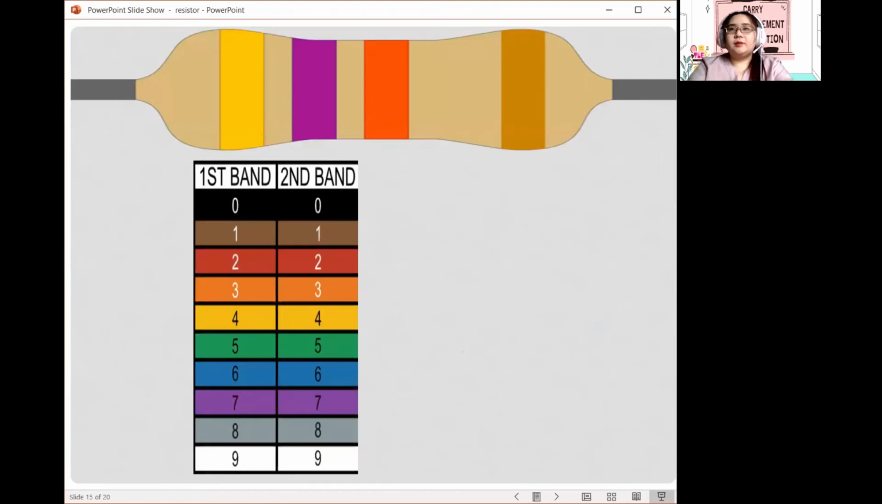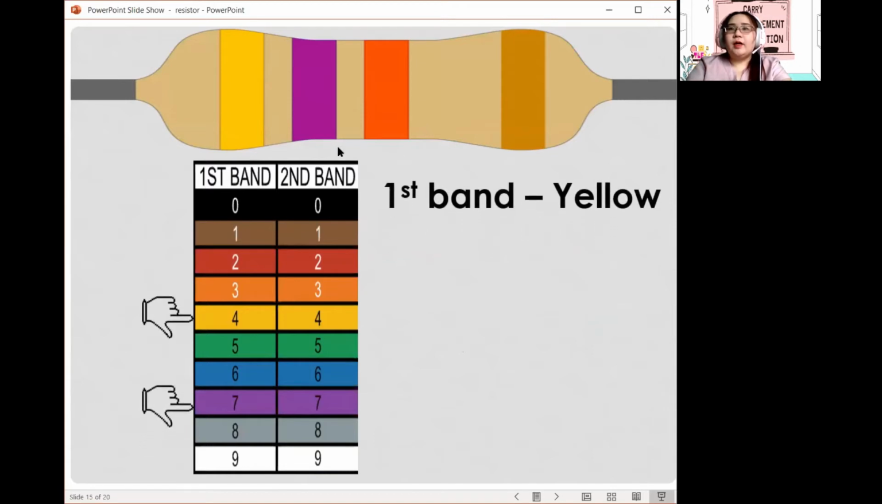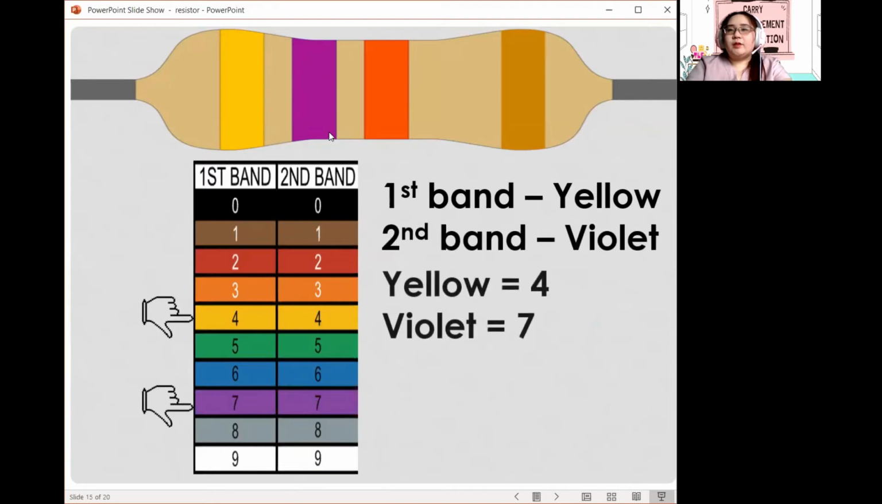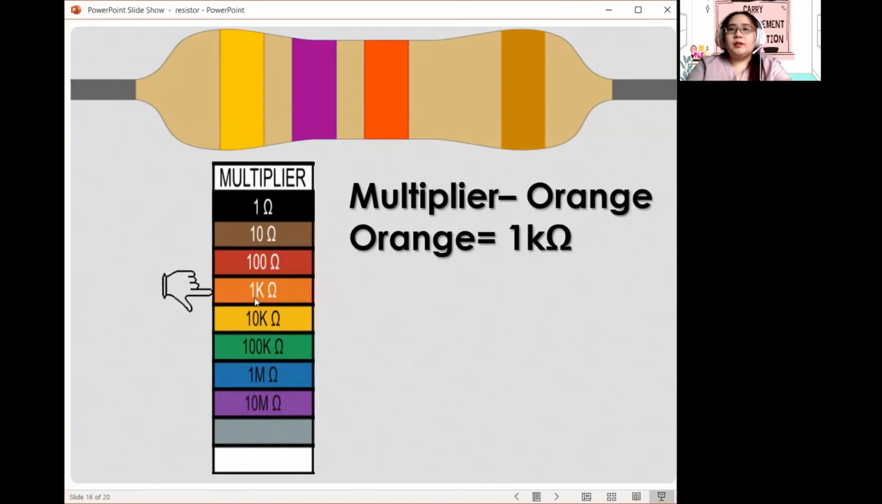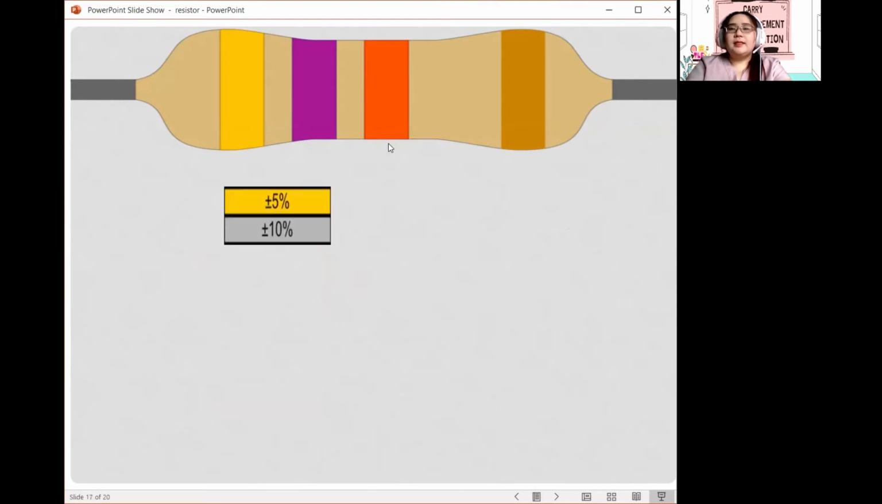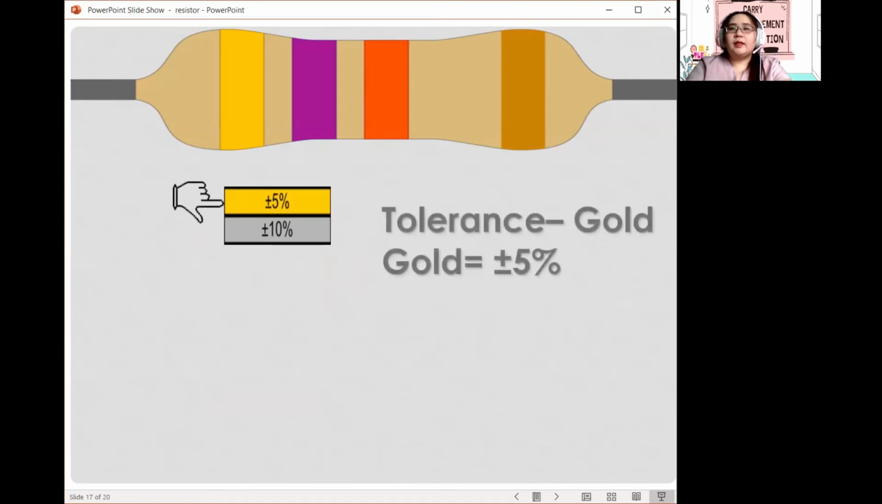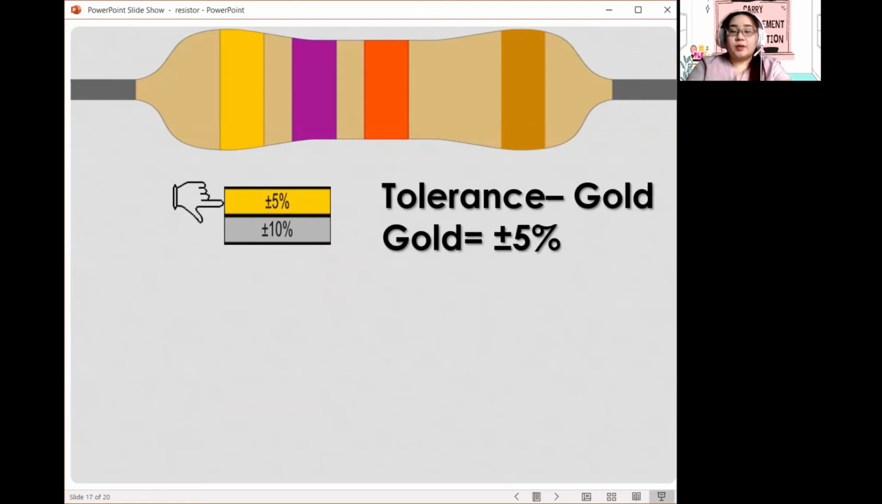I have here an example: yellow, purple or violet, orange, then gold. Again, the first and the second band give the digits. Yellow gives us the value of 4, and the second band, violet, gives us the value of 7. Next, we have the multiplier, the third band. Orange has a value of 1 kilo ohm. Lastly, the fourth band, gold, has a value of plus or minus 5%.